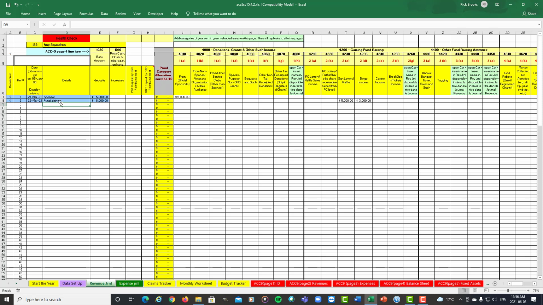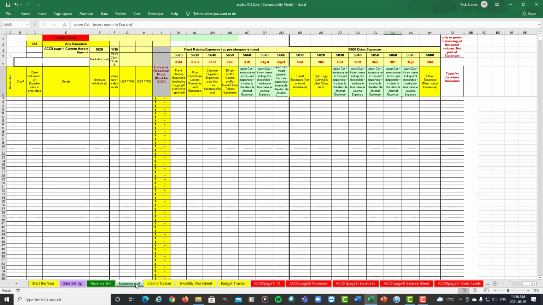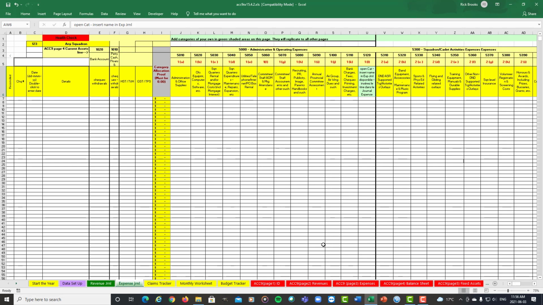Now let's go to the expense journal. Now the expense journal pretty much is the same idea as the revenue journal. Again, the journal is split in half with the category allocation proof down the middle. The left-hand side is where you're going to put in the details of the check. The right-hand side is where you're going to categorize your money. So we write a check. So let's say it's check 1, 2, 3. And again, we give it a date.